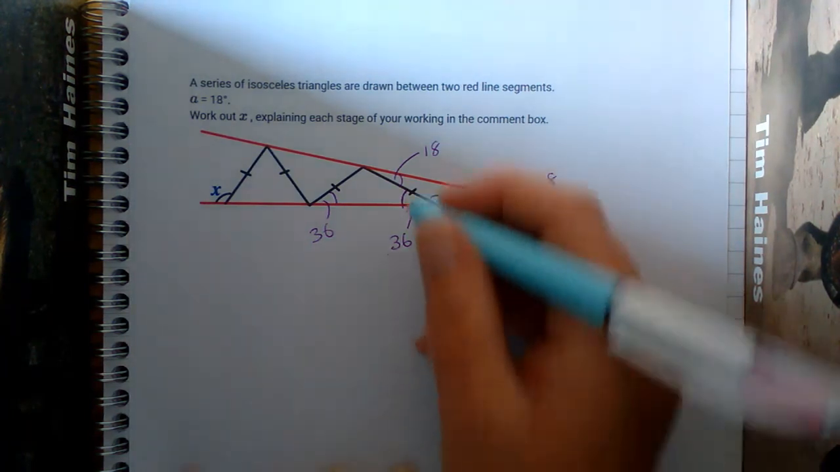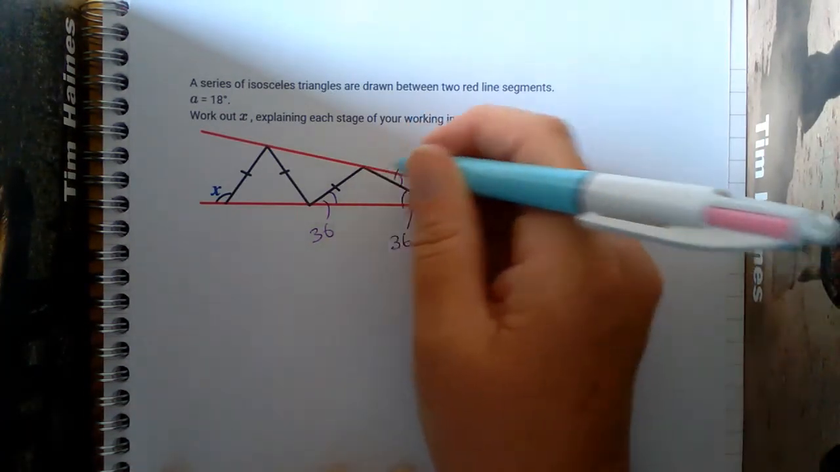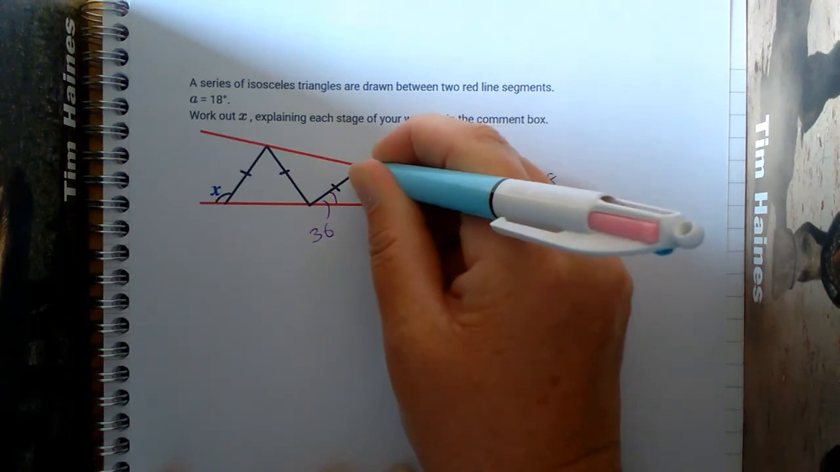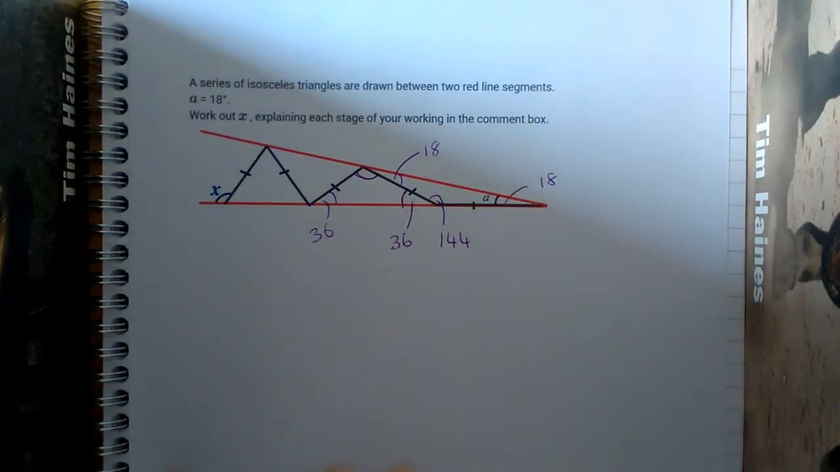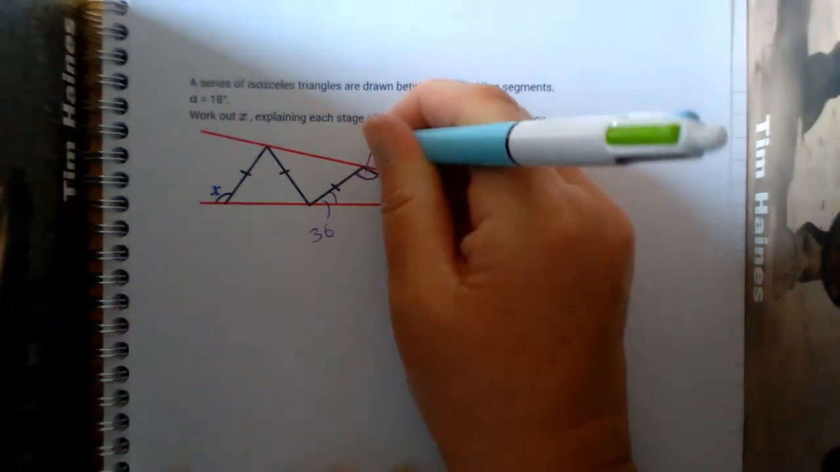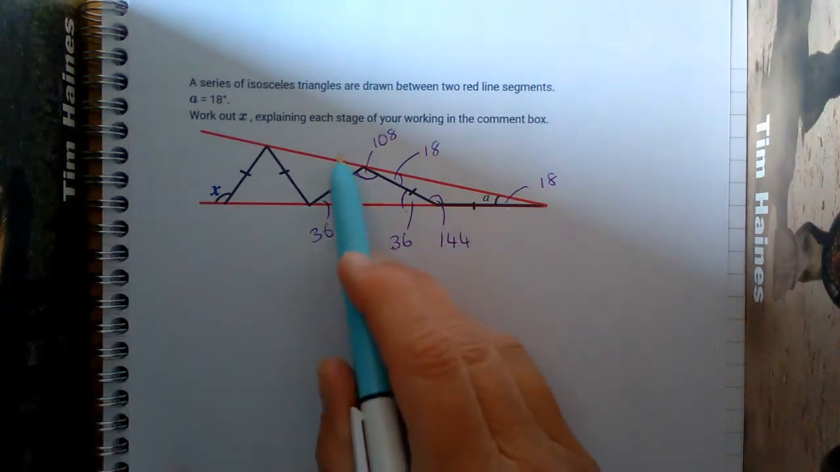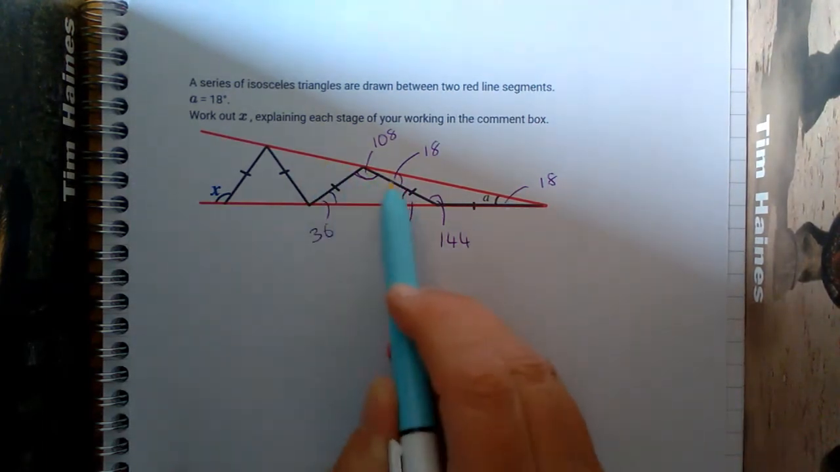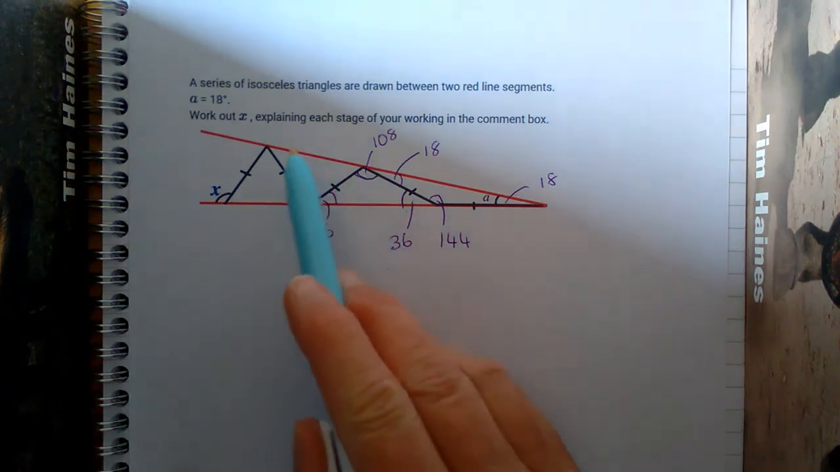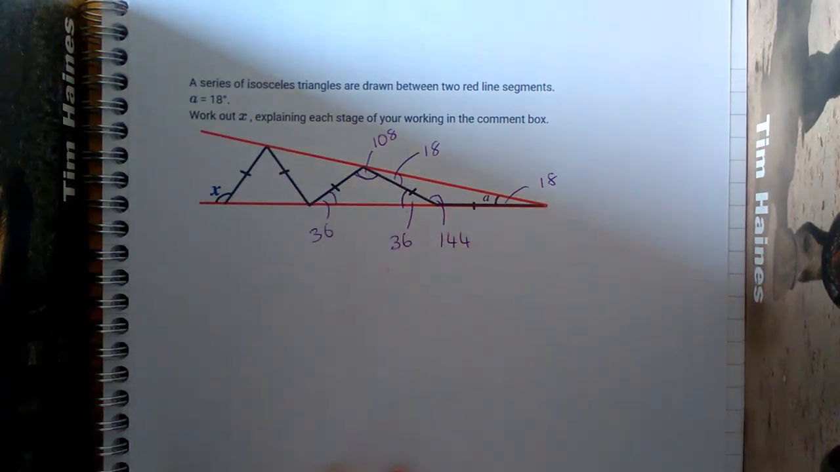So that means I know what this angle is. Okay, I know that this angle up here is going to be 180, take away 72, which is 108. So that angle there is 108. Again, you can see here I've got another straight line. So you can see I'm just working out each missing angle, working along the diagram.